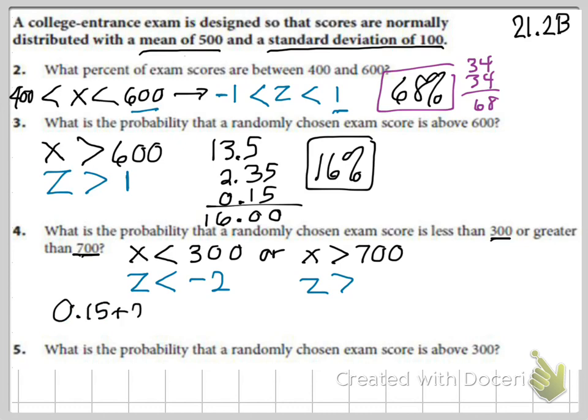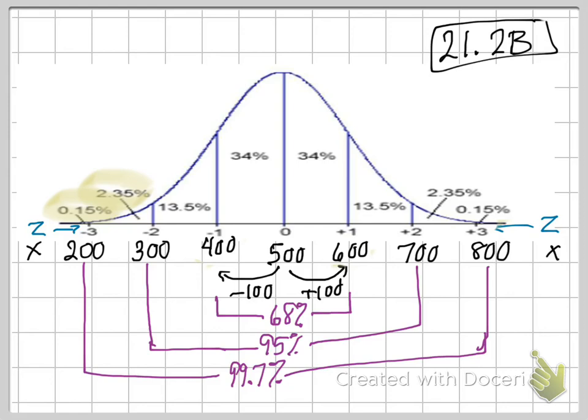0.15 plus 2.35 equals 2.5%. It's only half my answer though. Then I'm going to look for 700. Over here on the 700, I'm looking for things that are greater than 700, which means greater than the same total.